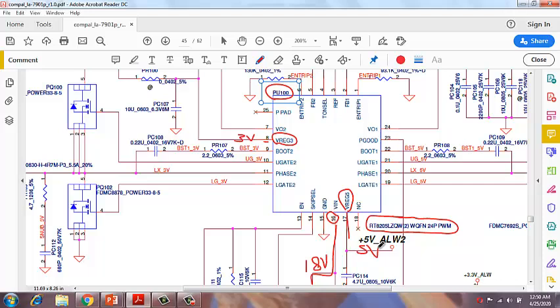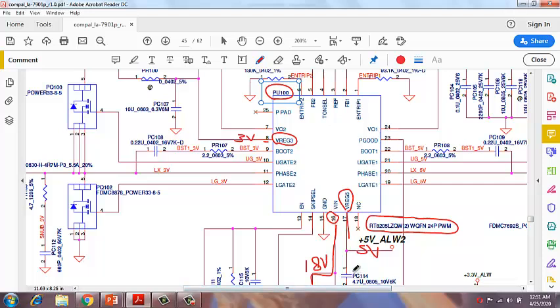Now if both voltages or one of the voltages is not coming, then the possibility could be that either this chip may be faulty, that is one, or something is loading the power on the output side. So you have to check the resistance with respect to ground.